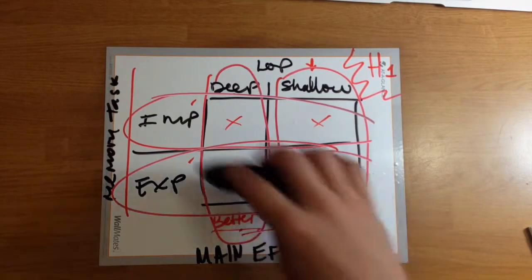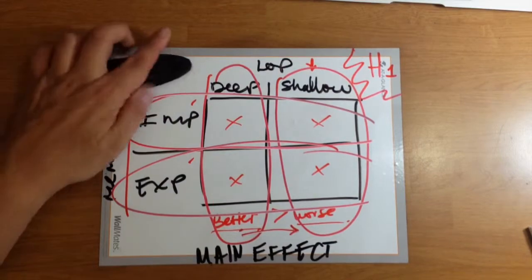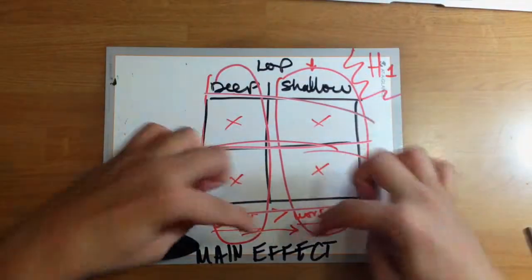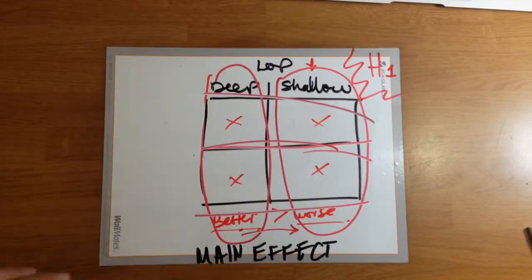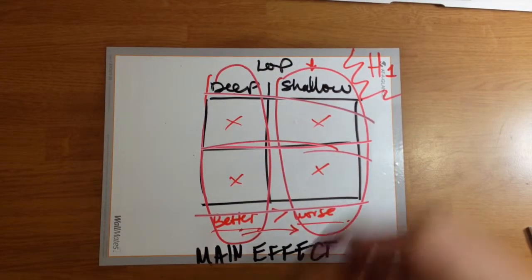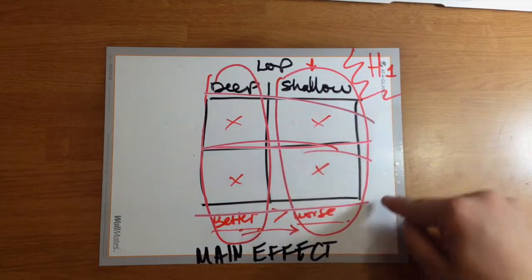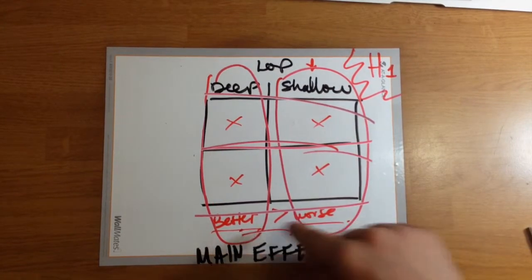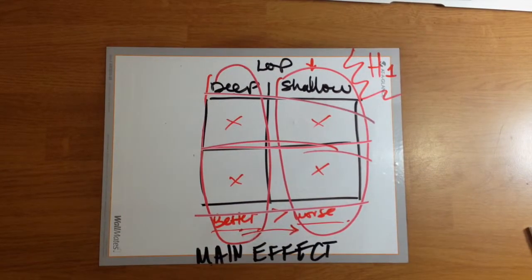We're only doing this main effect right here, in that individuals in the deep encoding condition will do better than individuals in the shallow condition. And this is a main effect.